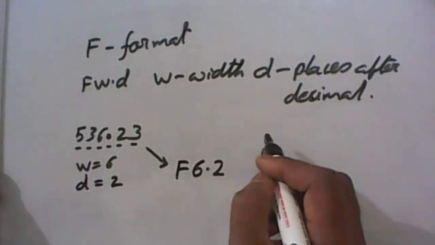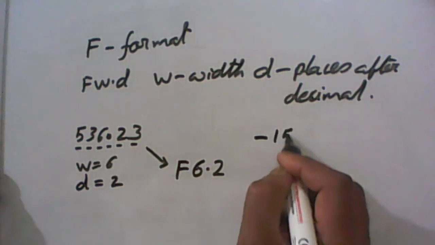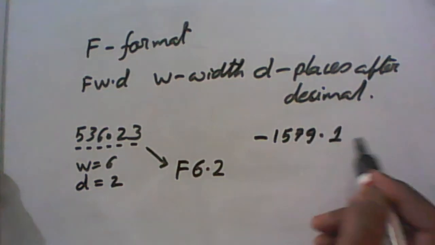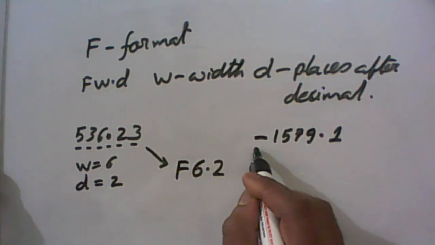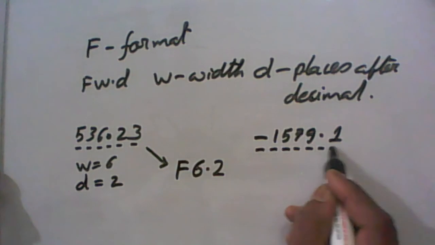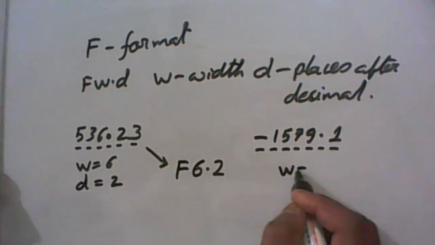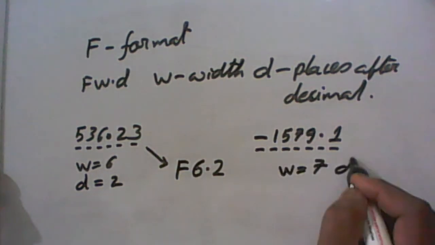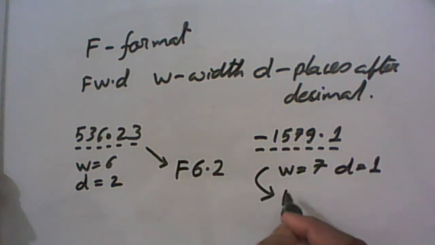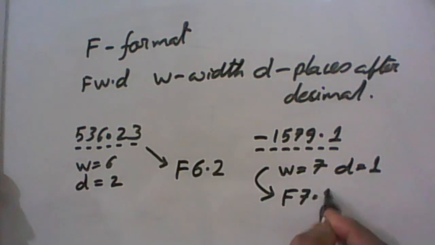Similarly, if I want the number minus 1579.1, total width of this data, 1 place for the decimal, sign, 1, 2, 3, 4, 5, 6, 7. So here W is 7 and D is 1. So the format for this, we can write it as F7.1. So this is the F format used for real type of data.